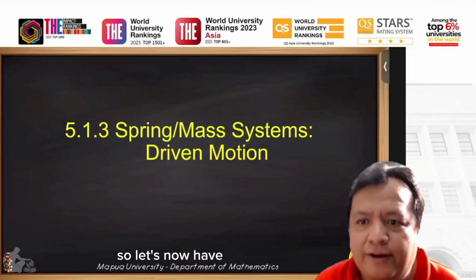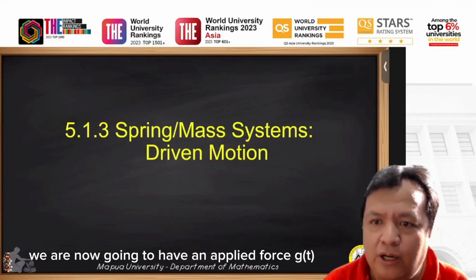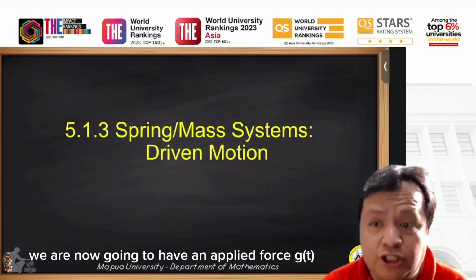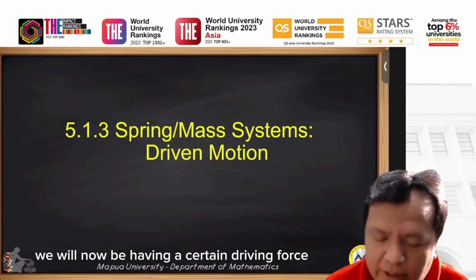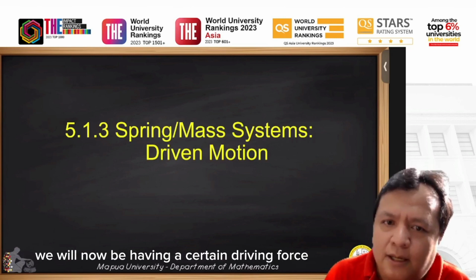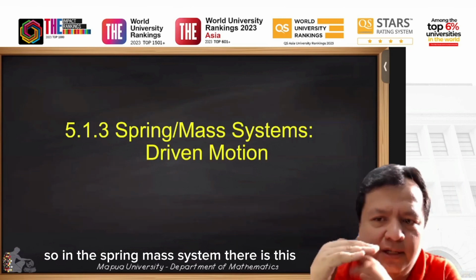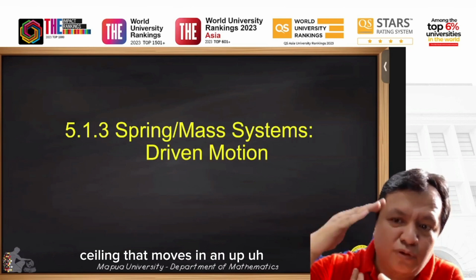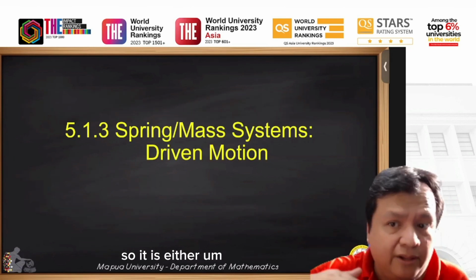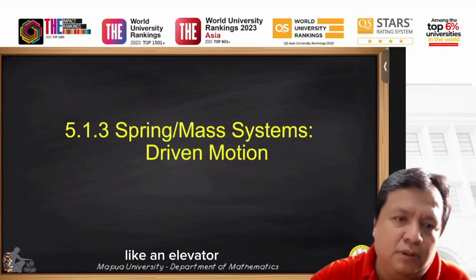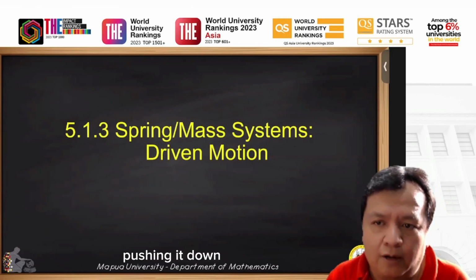So let's now have a driven motion. This time it's not free. We are now going to have an applied force g of t. For a spring mass system, we will now be having a certain driving force. In the spring mass system, there is this ceiling that moves in a certain way. It is like an elevator, wherein it would be pulling it up or pushing it down.